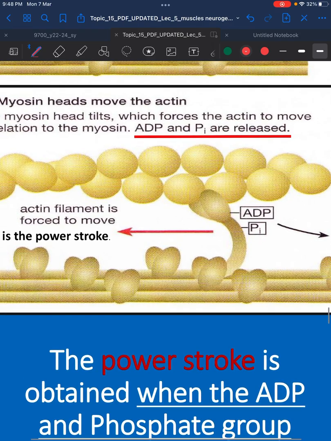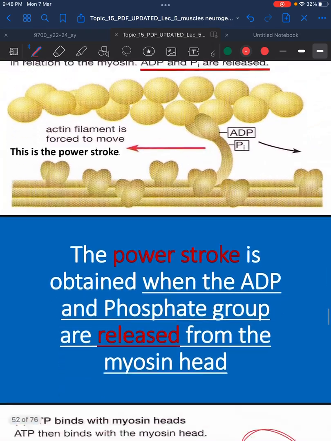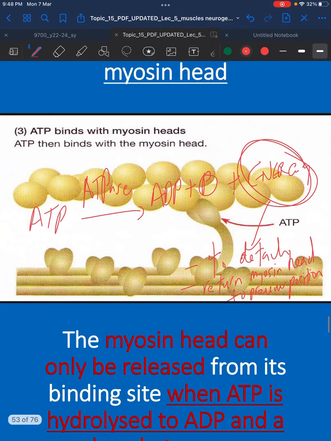In fact, the detachment of the myosin head from its binding site and then the return of the myosin head to its previous position, these are the two reasons why energy is required. Okay, energy is required in this process.